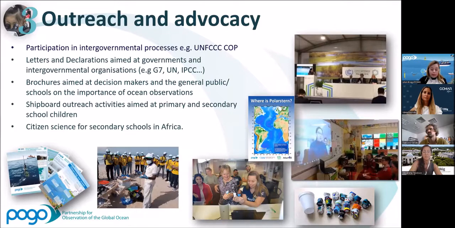POGO also partners with several organizations when striving for a more ocean literate society. So we attend high-level conferences such as the UN Ocean Conference and conduct activities communicating about the importance of ocean observations.